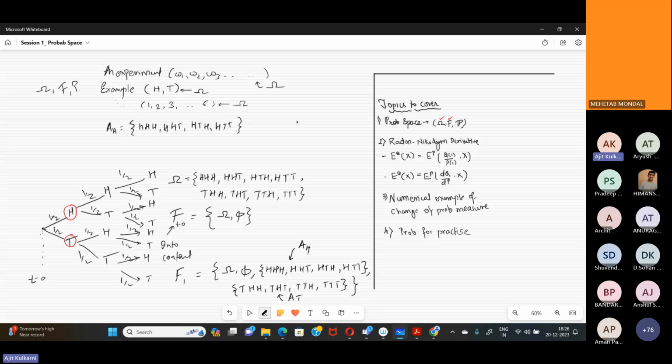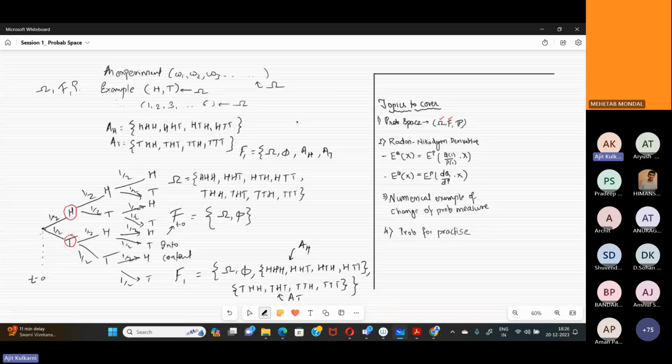And A_T is a set that starts with T, right? So T, H, H, T, H, T, T, T, H, and T, T, T. So if I have to rewrite F1, my F1 will be equal to omega, phi, then I have AH, then I have AT.